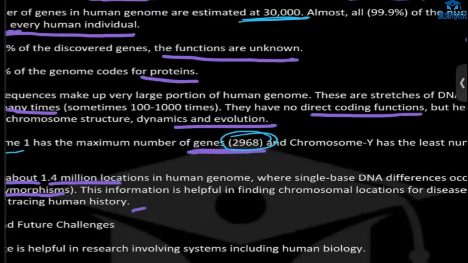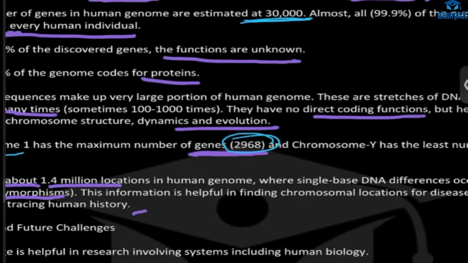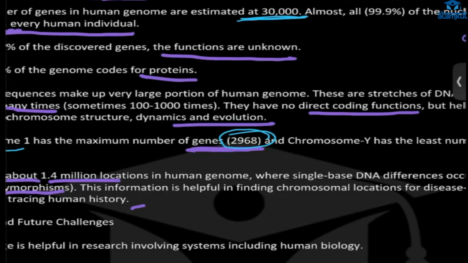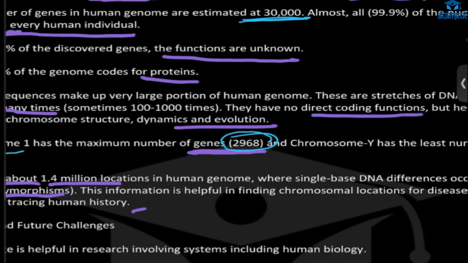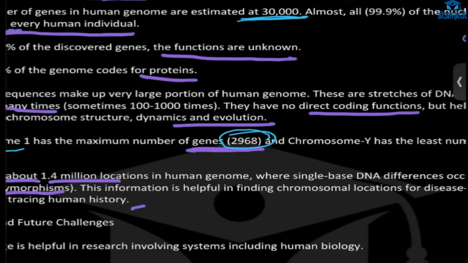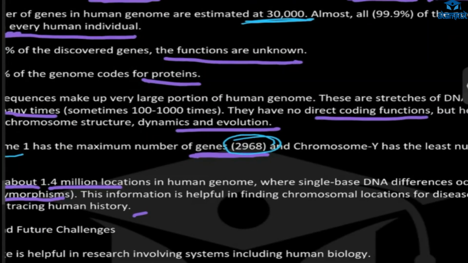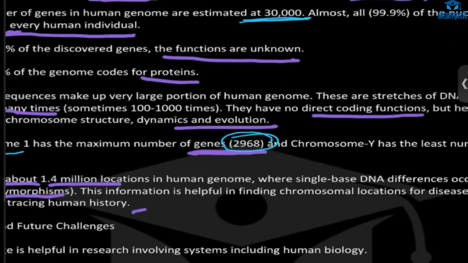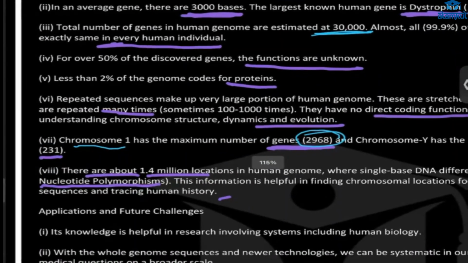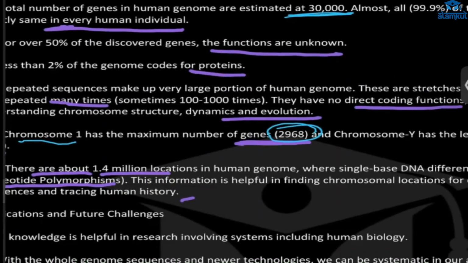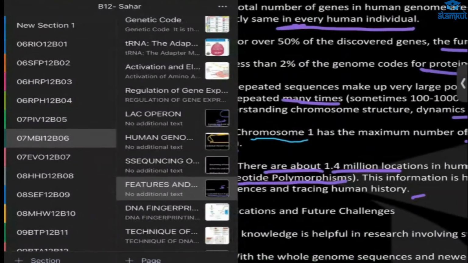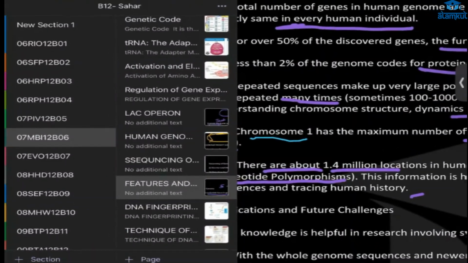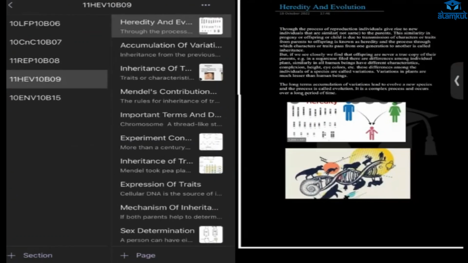Ma'am, I have a question. Totally there are 30,000 genes present in 23 chromosomes, and each chromosome will have a different number of genes. That's what my question was. Got it? And that gene will code for different characters. Got it? Okay. Ria, did you get it? Yes, ma'am.